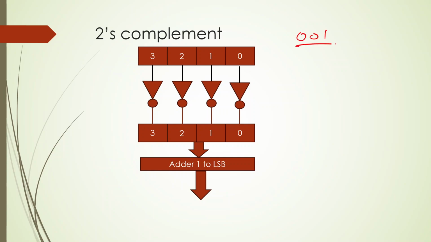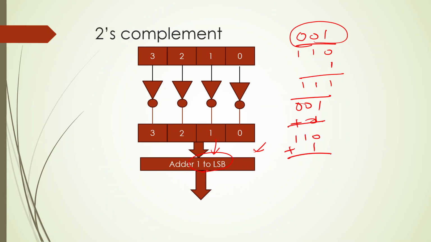For example, I want to get the two's complement of 0, 0, 1. Invert it, right? Then add 1 to the LSB. There should be an adder circuit which adds 1 to it, right? 1, 1, 1. So what is the two's complement of this? 0, 0, 1: invert them, 1, 1, 0, plus 1, right?